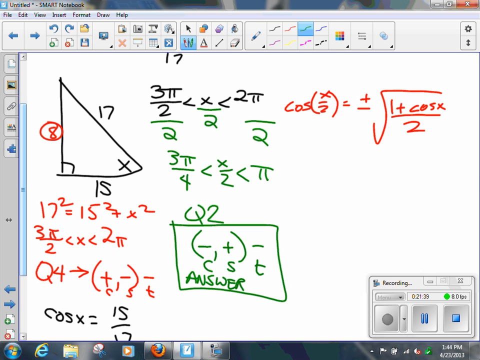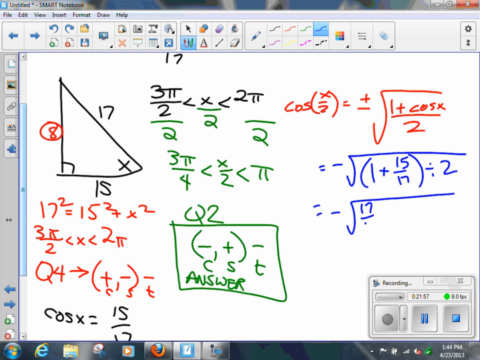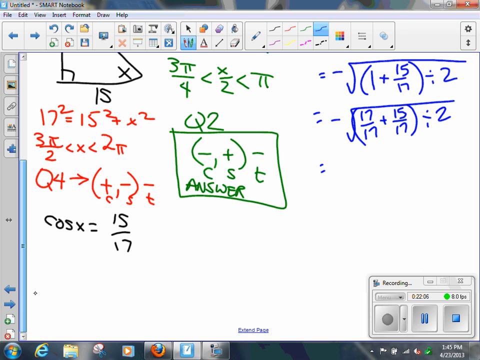So, if I'm finding the cosine of the half angle, am I going to have plus or minus? I only need the negative. And then here we go. I'm going old school. Cosine of x is 15 over 17, so 1 plus 15 over 17, divided by 2. And that's 17 over 17 plus 15 over 17. And then what's 17 plus 15? 32. You're right.